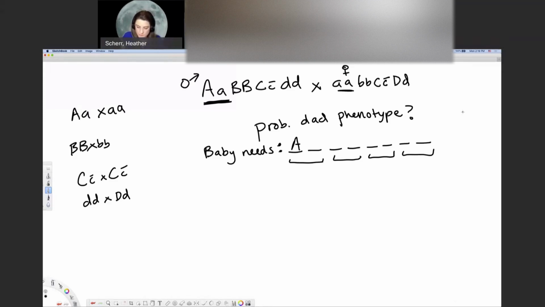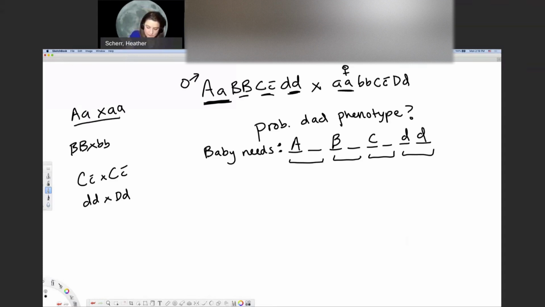So do you guys have a number? I have 3 out of 32. 30 seconds? Okay. I don't actually have this worked, so probably correct though. Big B to look like dad. Big C to look like dad. 2 little d's to look like dad.